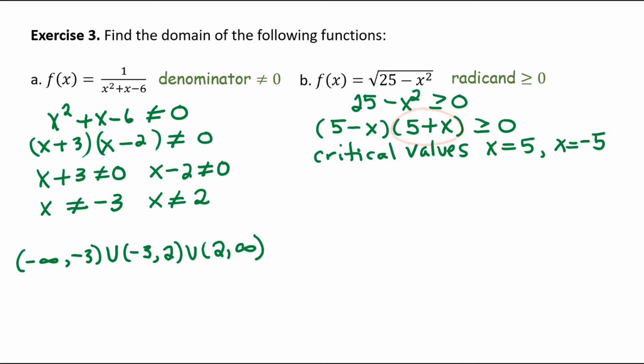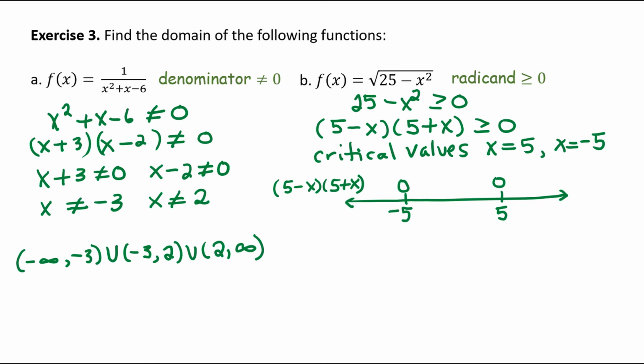Since we are looking for an interval solution, I will draw a number line and mark the critical values of negative 5. Let's write a 0 above the number line to indicate that at -5, this expression equals 0. Mark +5, which is the other critical value, and also write 0 above that. What we are looking for is the SIGN of the product 5 minus x times 5 plus x.